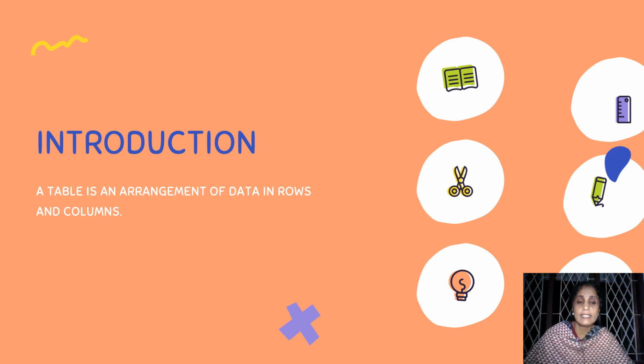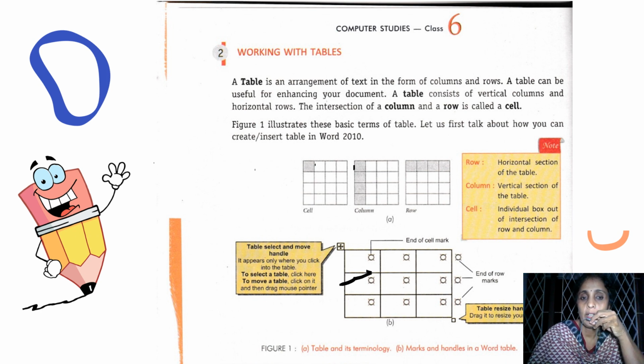A table is an arrangement of data in rows and columns. It is easy to represent data in tabular form than in paragraph. So now let us move on to working with tables.